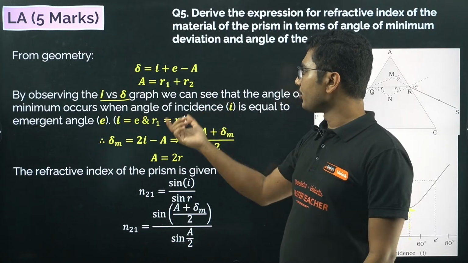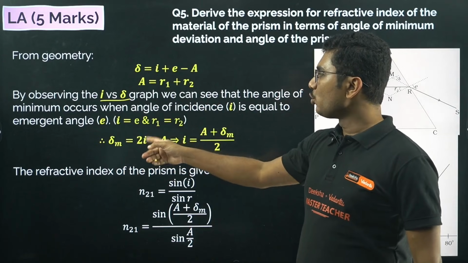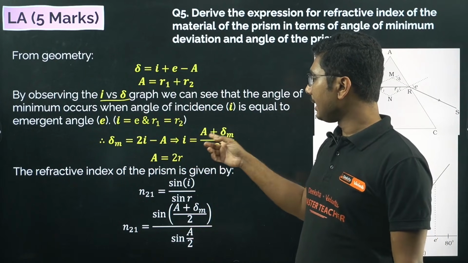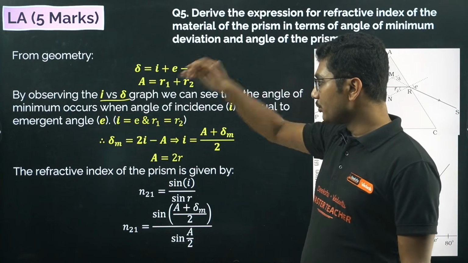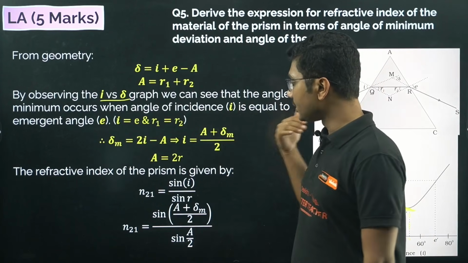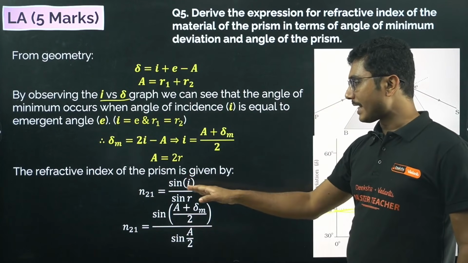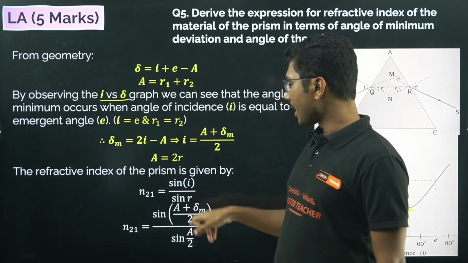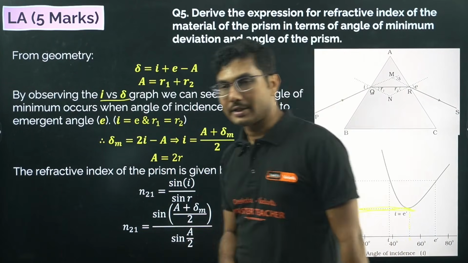So from there you can put these values back into this equation, and you can calculate delta M equals to 2I minus A. Okay, and I becomes (A plus delta M) by 2, and A becomes 2R. Now you can use Snell's law, which says that the refractive index of the material of the prism with respect to the surrounding is given by n21 equals to sin I by sin R. So sin I we have calculated, put that value, and R is A by 2, put that value and you will get the correct answer.